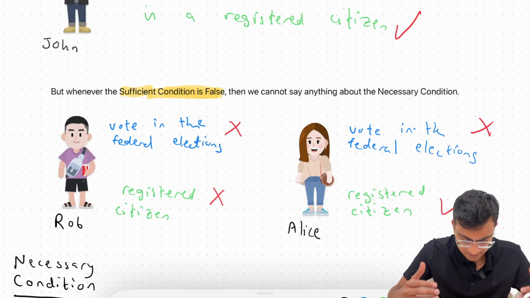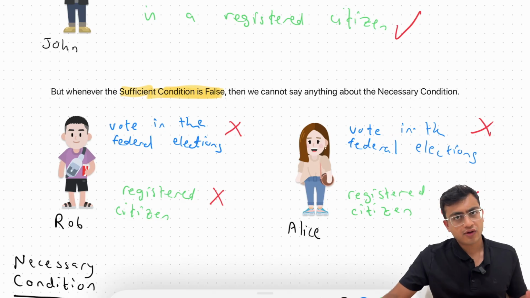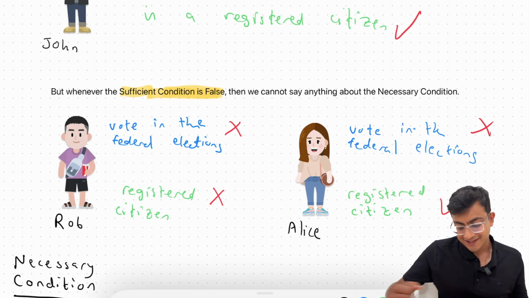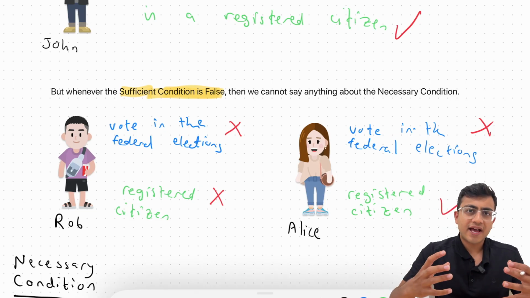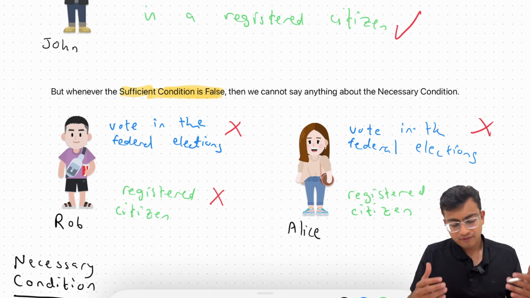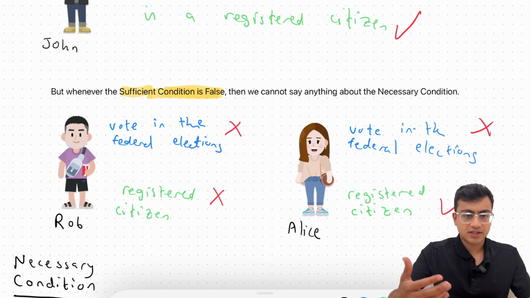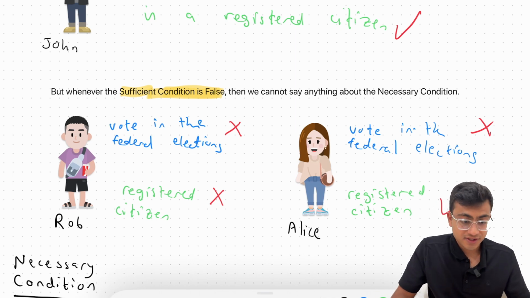So notice, in both Rob and Alice's case, the sufficient condition is false. But in Rob's case, the necessary condition is false, while in Alice's case, the necessary condition is true. Because we have this ambiguity, we cannot conclude anything from the fact that the sufficient condition is false. So if someone comes and tells you that, hey, I did not vote in the federal elections, you cannot conclude anything about their citizenship status.